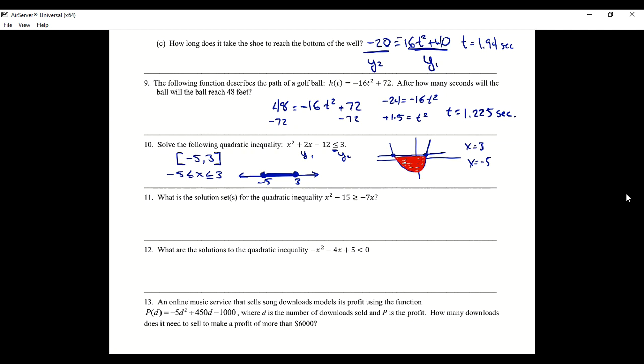Second trace, intersect, enter. So our first intersection is at x equals 1.72.